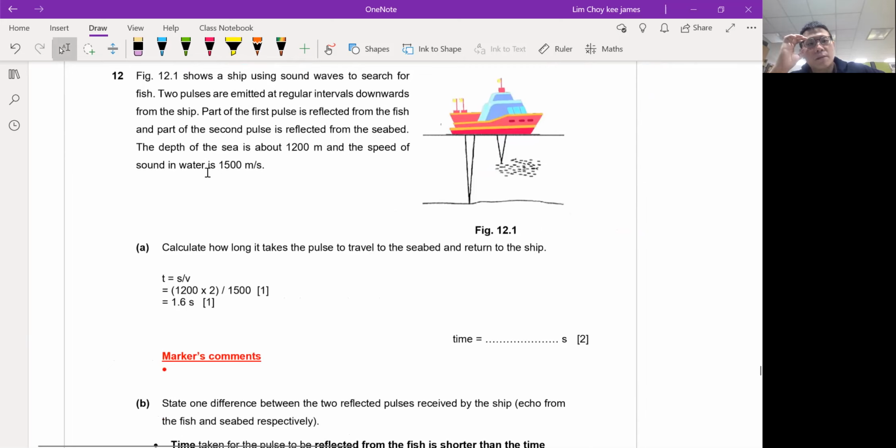Now, part 3, question 12. Question 12 is sound. Sound is not total internal reflection. Sound is your echo, your reflection of sound.